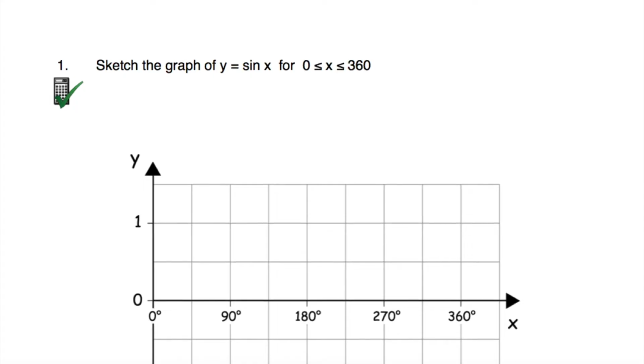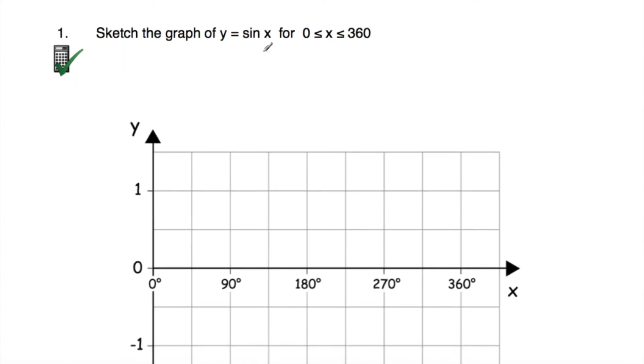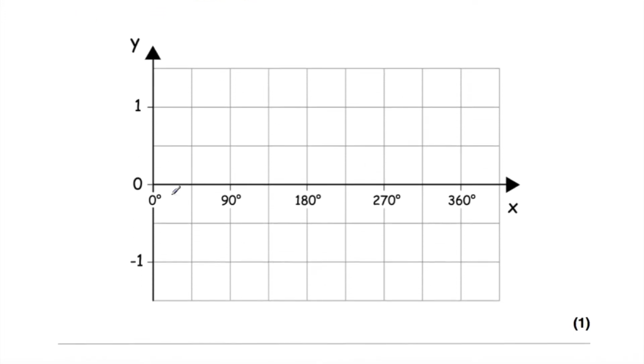Okay, question number one. We've been asked to sketch the graph of y equals sine x for x is bigger than or equal to 0 degrees but less than or equal to 360 degrees. So we've got our axes here, our x-axis and our y-axis. Our x-axis goes from 0 all the way to 360 and a bit further, and our y-axis is going down to -1 and up to 1 and actually a little bit further above and below. So we want to draw the graph of y equals sine x.